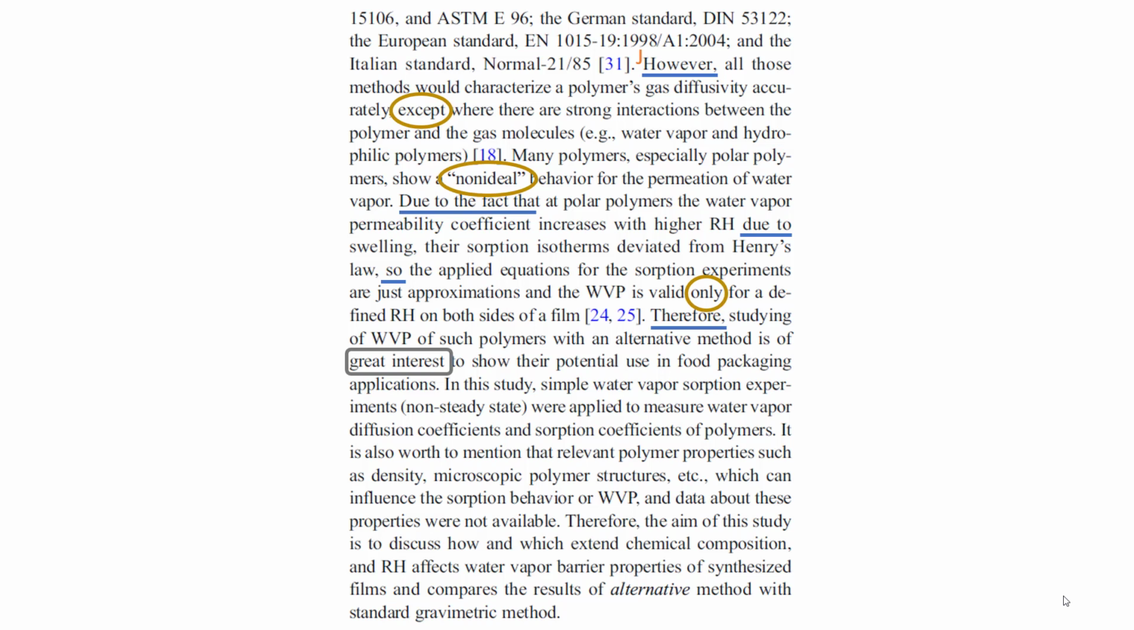This is very important. All right, so now the authors are ready to introduce their study. In their study, they're going to look at improving the measurement of this water vapor permeability. And right here we get a little bit of a grammar correction. So it's also worth mentioning that the properties such as density, microscopic polymer structures, etc., were not entirely available. So this is another gap in the knowledge they're introducing.